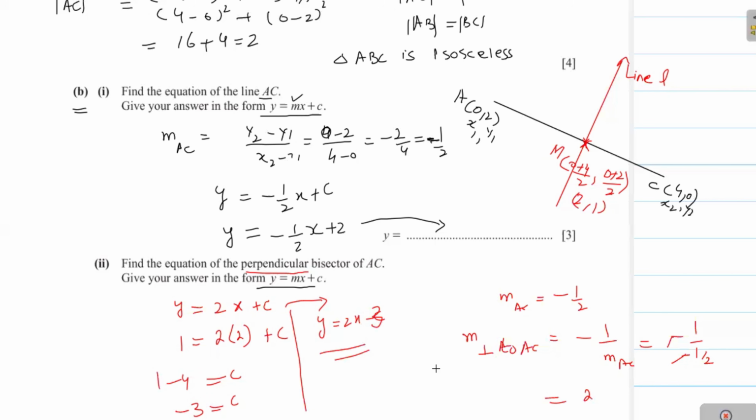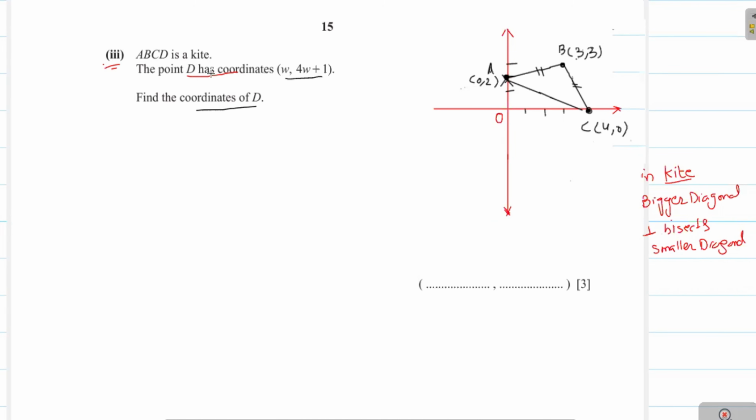This is the answer. Part three: ABCD is a kite. The point D has coordinates w, 4w plus 1. Find the coordinates of D.